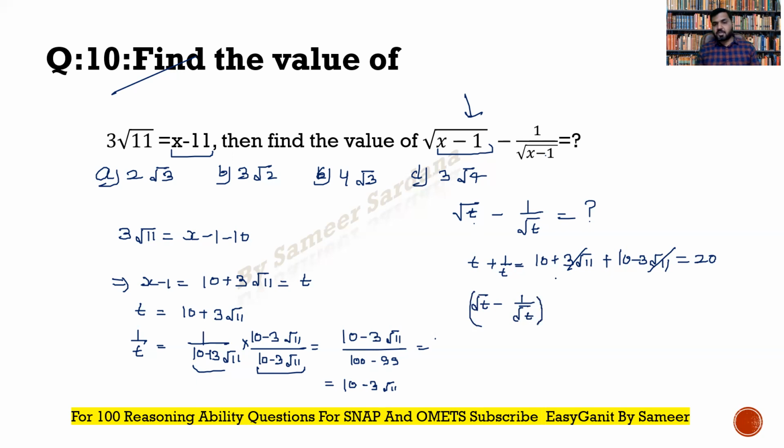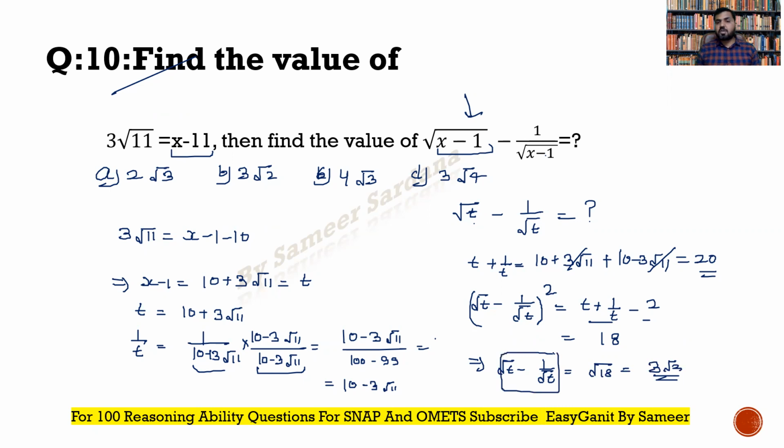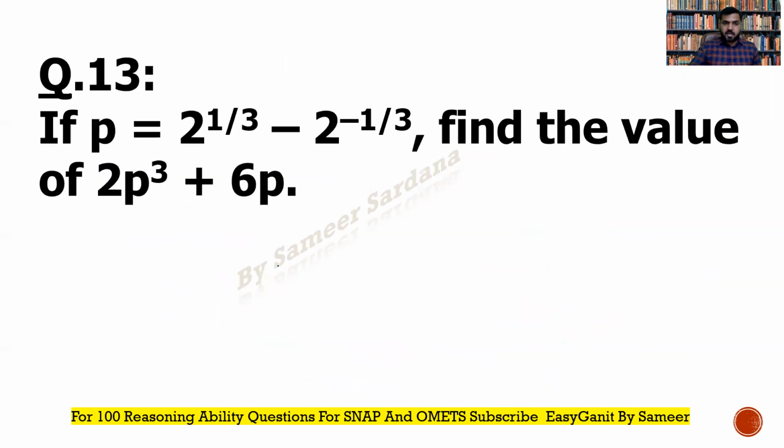Instead of finding this expression directly, what if I take the square of it? Now the square of this will be a square plus b square minus 2ab. Now t plus 1 upon t is 20, and 20 minus 2 would be 18. So therefore, root t minus 1 upon root t will be equal to the square root of 18, and that will be 3 root 2. And this is what we are supposed to find out. So the answer to the question is option number B, guys, right? That's question number 10.